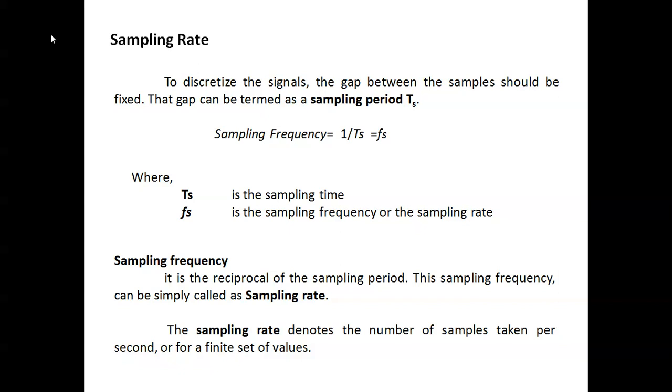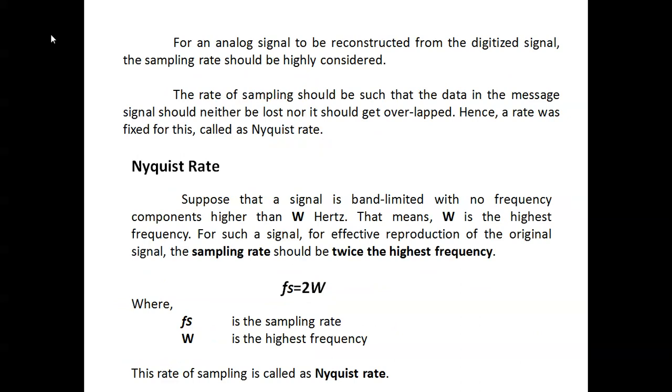I already said what the sampling rate is. The sampling rate is nothing but the number of samples taken per second, for a finite set of values. This is called the sampling rate. For an analog signal to be reconstructed from a digital signal, the sampling rate should be highly considered. If you want the analog signal to be reconstructed from the digitized signal, the sampling rate must be carefully chosen.